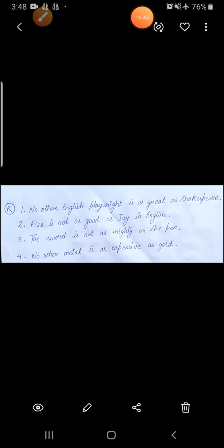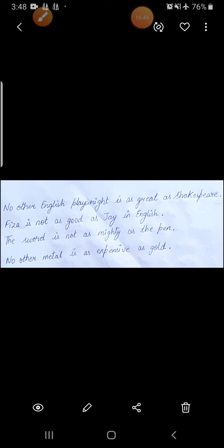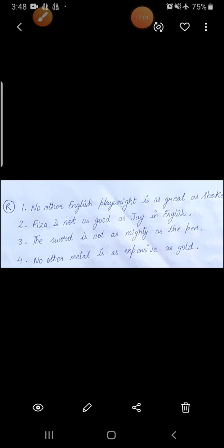See the answers. No other English playwright is as great as Shakespeare. Then second, Fizza is not as good as J in English. Third, the sword is not as mighty as the pen. Fourth, no other metal is as expensive as gold. Now let's do our last exercise of this chapter.